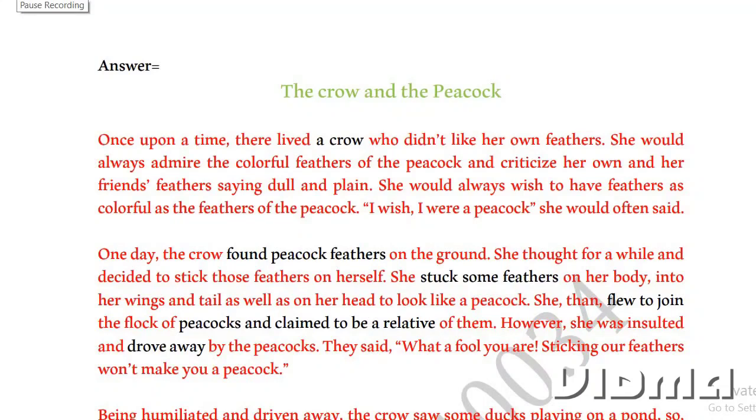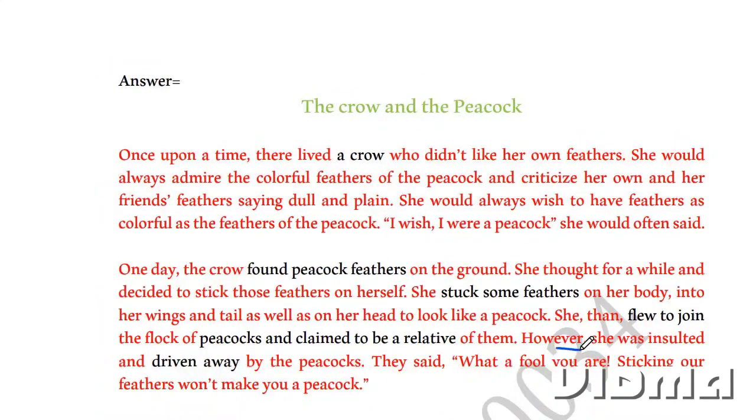One day, the crow found peacock feathers on the ground. She thought for a while and decided to stick those feathers on herself. She stuck some feathers on her body, into her wings and tail, as well as on her head to look like a peacock. She then flew to join the flock of peacocks and claimed to be a relative of them. However, she was insulted and driven away by the peacocks. Peacocks, they said, what a fool you are! Sticking our feathers won't make you a peacock.